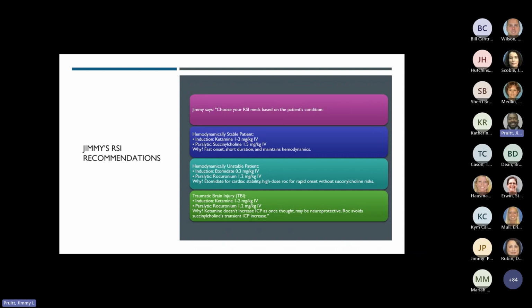And for TBI patients, I'm a ketamine and rocuronium person. I don't believe ketamine increases ICP, and it may actually be neuroprotective and prevent against seizures and a few other things. And rocuronium kind of avoids succinylcholine's transient increase in ICP. And again, if we're going to go based off some of that data, even if it's weak, I want to put my patient in the best possible position, knowing that I'm probably going to have to reverse that patient later on if they need to get assessed by neurosurgery, or just make sure everyone's aware that this patient is still paralyzed up to 4 hours later.